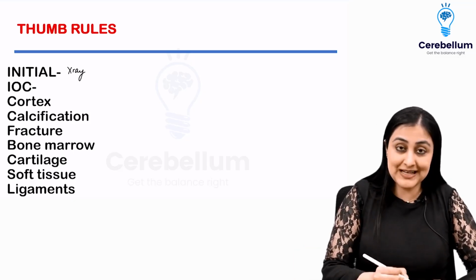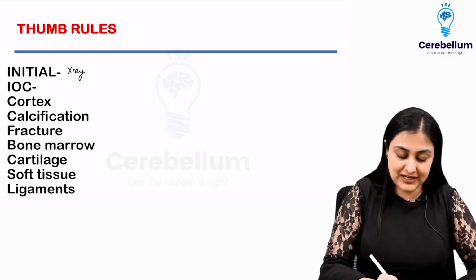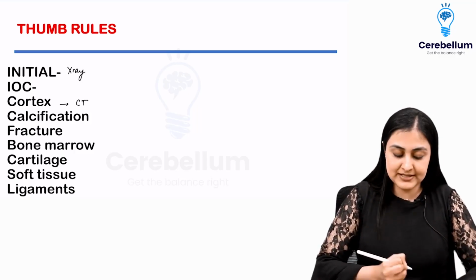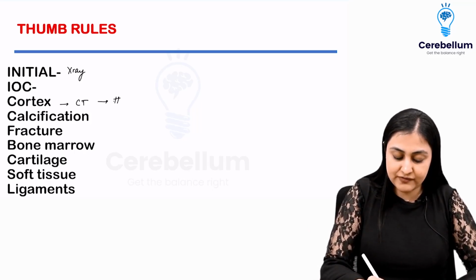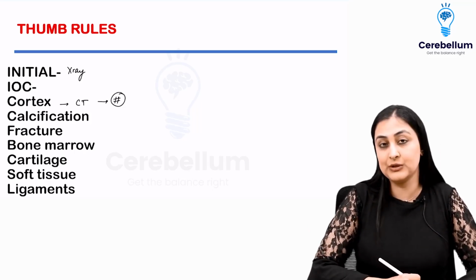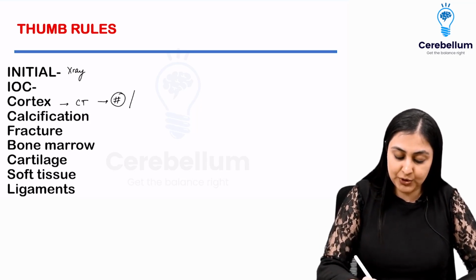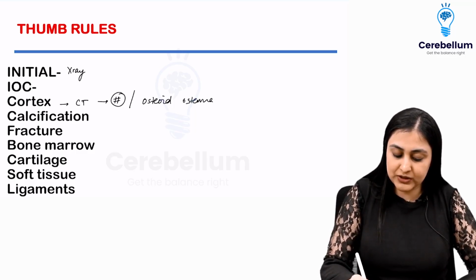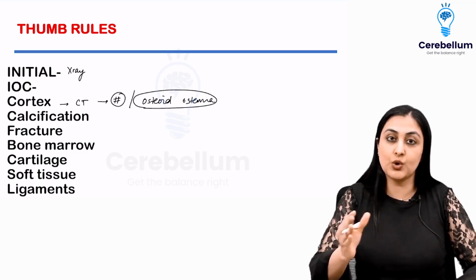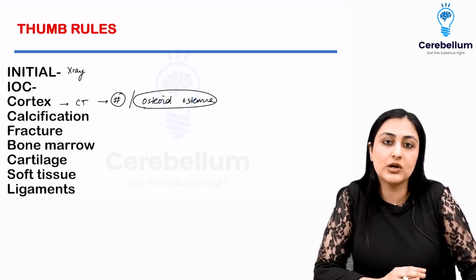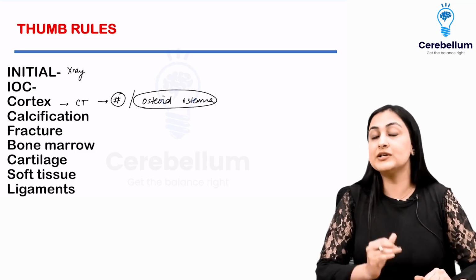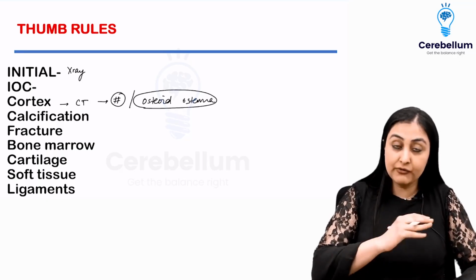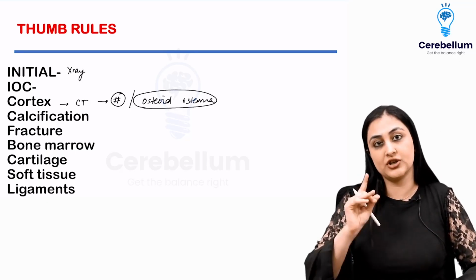So whenever we want to see cortex or cortical pathology in general, remember C for CT. It's going to be CT scan, which is the best. For example, if I want to see fracture, which is nothing but a cortical breach, we'll go for a CT scan. If I want to look at an osteoid osteoma, again, osteoid osteoma, remember, is one of the rare bone tumors which is cortical based, which is only cortical based. So when I want to look at an osteoid osteoma, it's going to be a CT scan, which is the best. But remember, for all other bone tumors, it's going to be MRI.